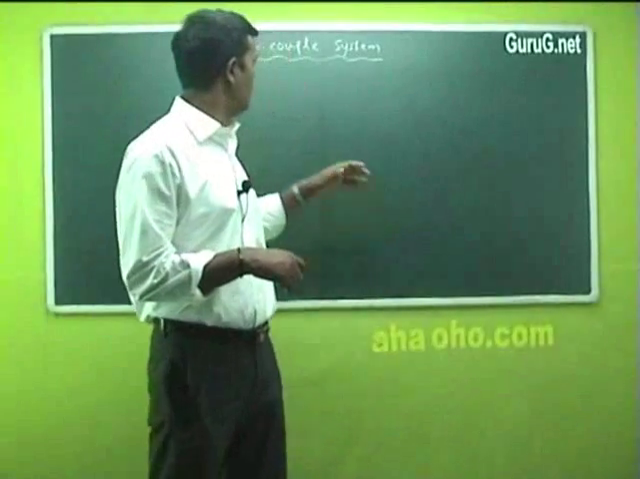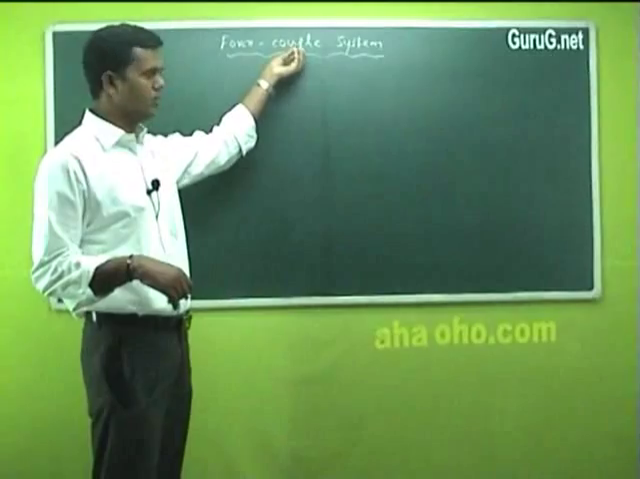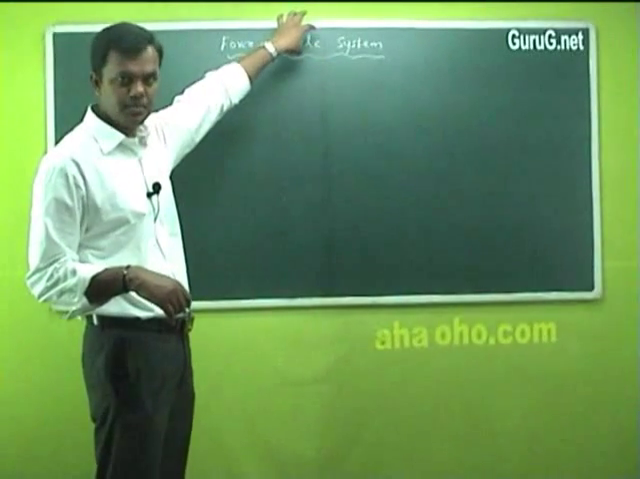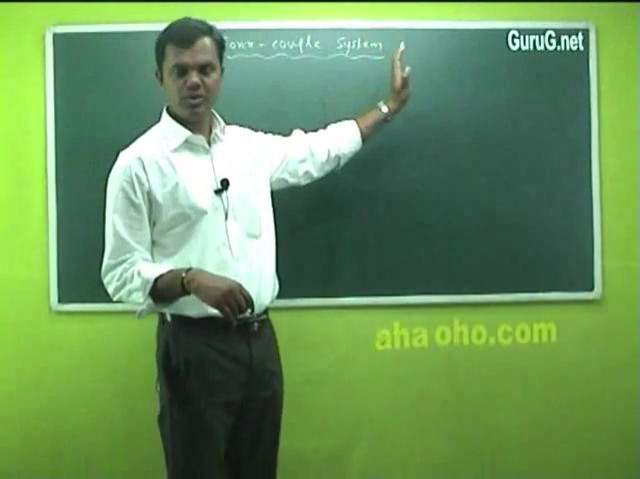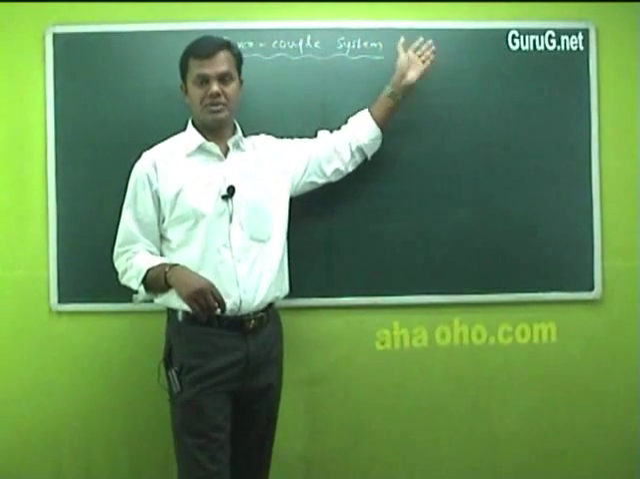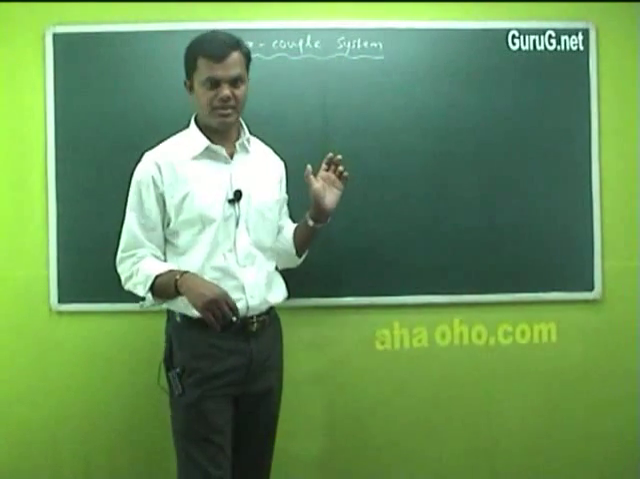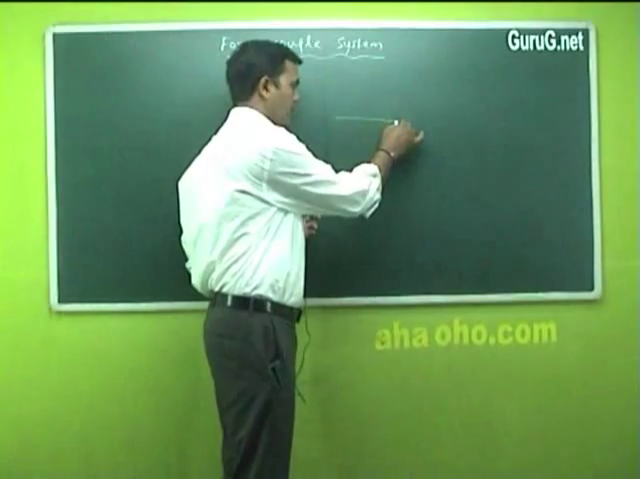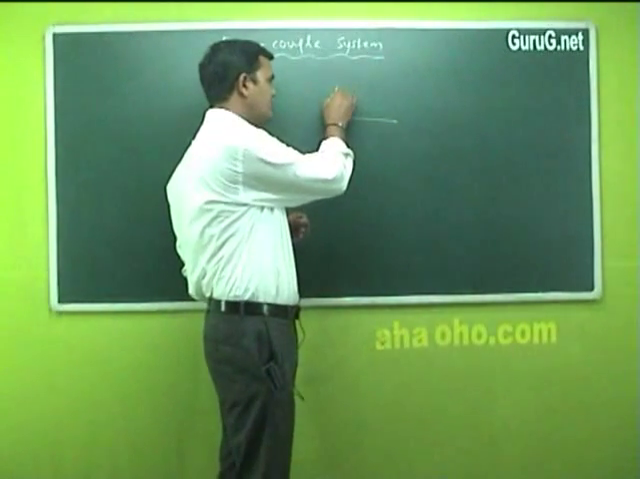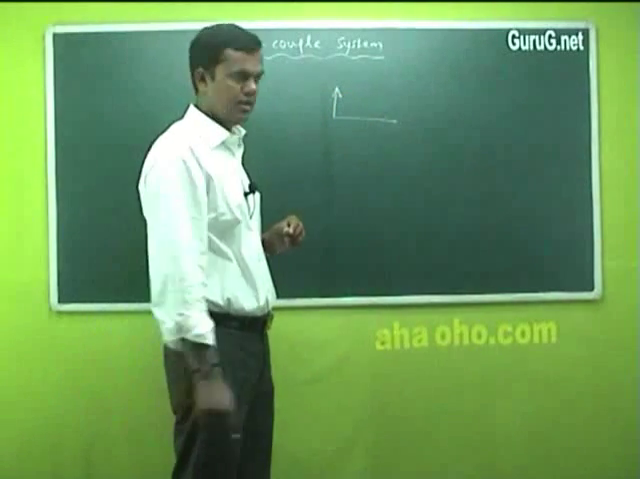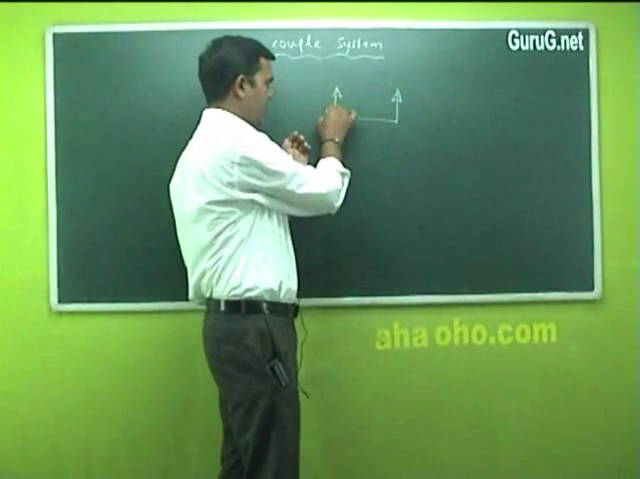Now we'll have to just see what a couple is. Before going to the technical meaning of a couple, in general a couple means two dissimilar forces, but they should be parallel. The meaning is, if I consider a body, say a rod, and I take one force acting in the upward direction, and another force acting upward at the other end, say end A and end B.